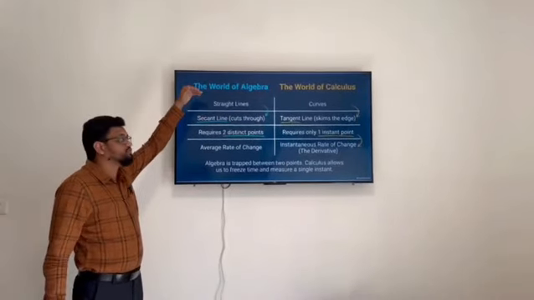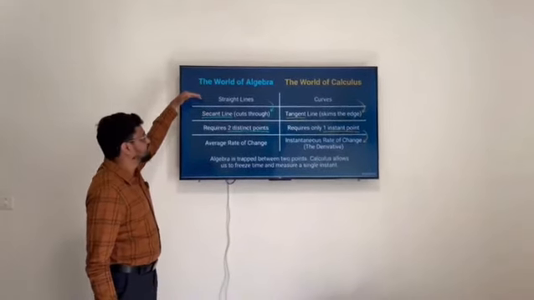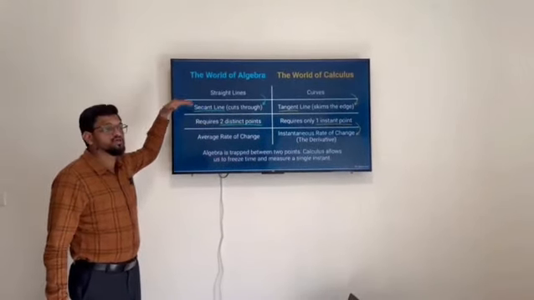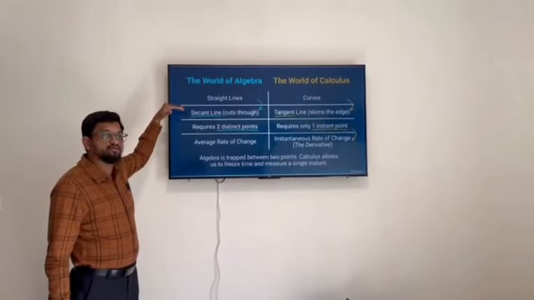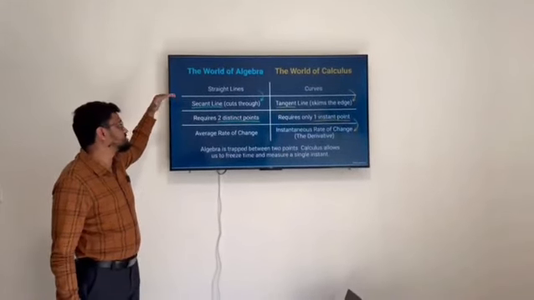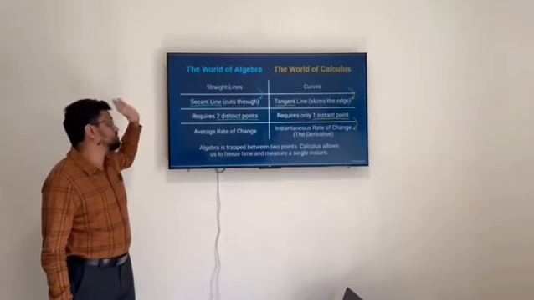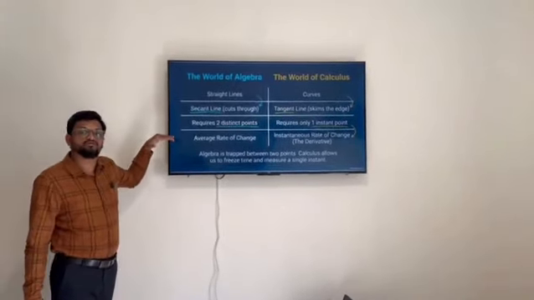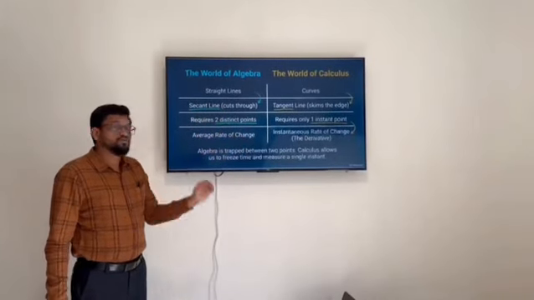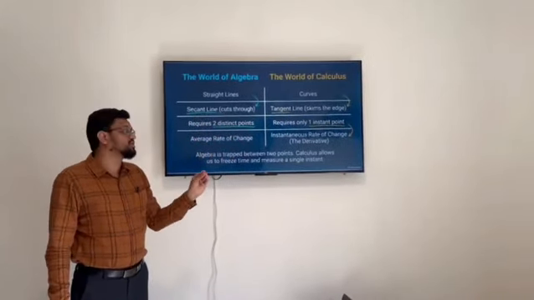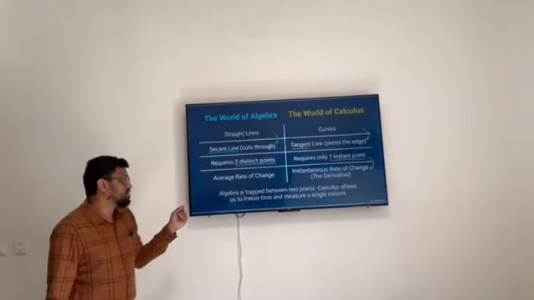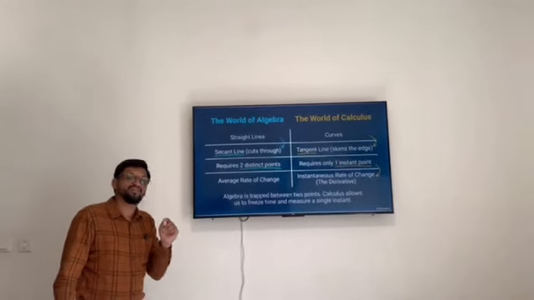So first we have seen the slope of the straight line. Then we have seen the slope of the curve. We have selected 2 points and found the slope of the secant line, as we needed at least 2 distinct points for that, and what we find is the average rate of change, whereas in a tangent line we get the instantaneous rate of change. Algebra is stuck between 2 points. Calculus allows us to freeze time and measure a single instant.